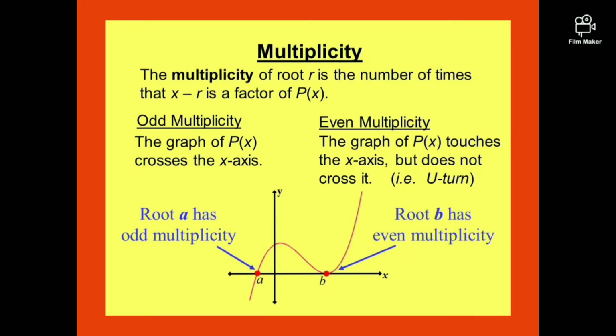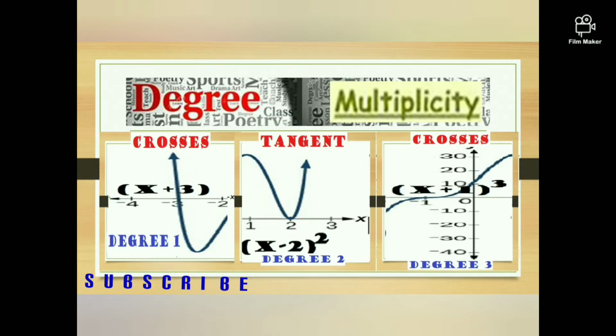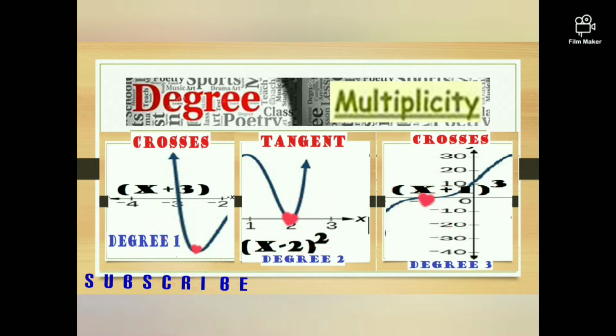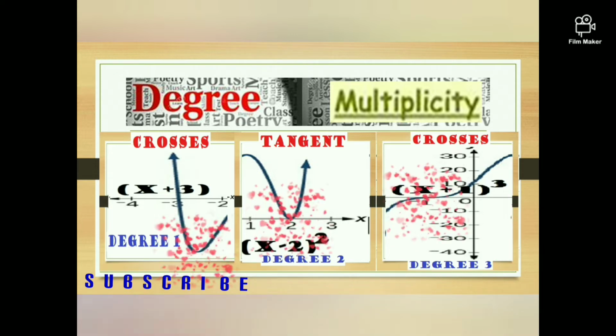The multiplicity in the last episode shows that root A has odd multiplicity that crosses the x-axis, while root B has even multiplicity that touches the x-axis. But to show the concrete graph, it is helpful to give importance to its turning points. What do you mean by turning points?